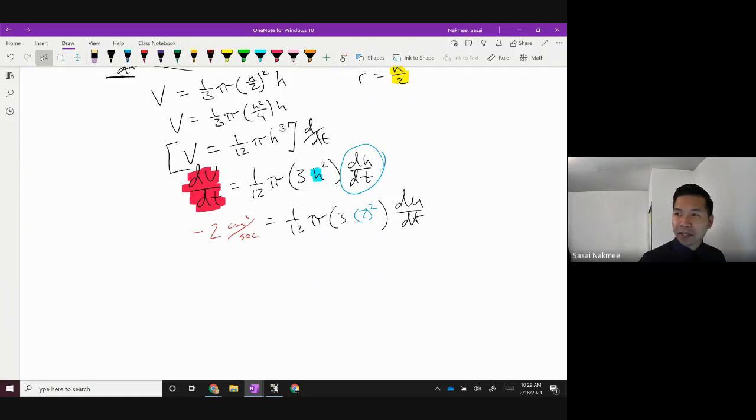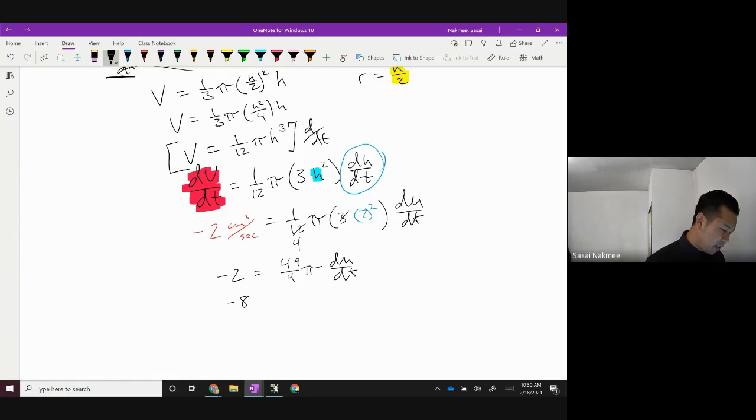I believe 7 squared is 49. 49 times 3. Why am I doing 49 times 3? Your mental math is weak. 3 over 12, that's going to be a 4 right there. So I'm going to end up with -2 equals 49 over 4 pi dh dt. Multiply the 4 over, you're going to end up with -8.